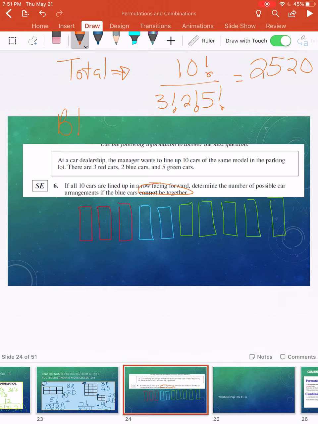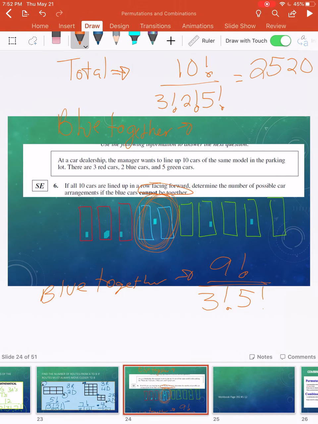So blue together, yay. If the blue cars are together, they count as one item. So if you're counting your items out, you'd have 9 that you're arranging. I'm actually going to write this down here. So blue together, now I have 9 items that I'm arranging. I still have 3 red and 5 green, but because those 2 blue cars are together, they're one item, right? So it's not an identical object this time. They count as one item.